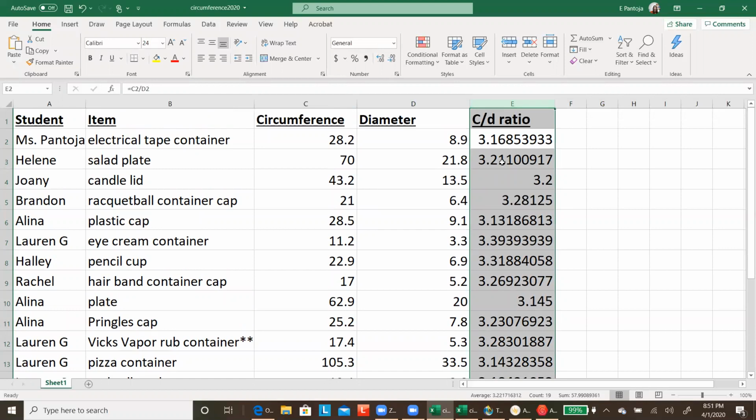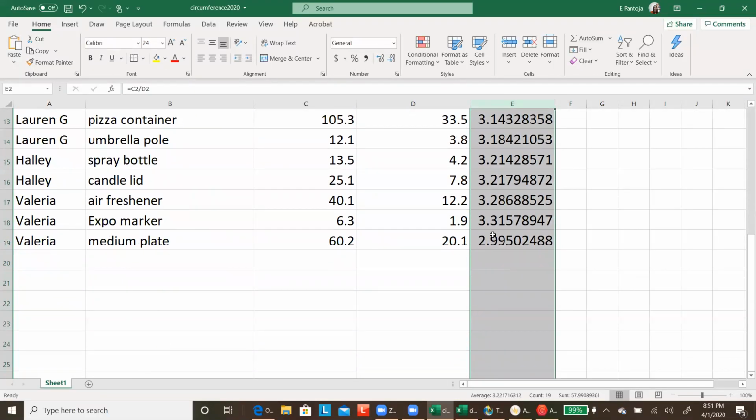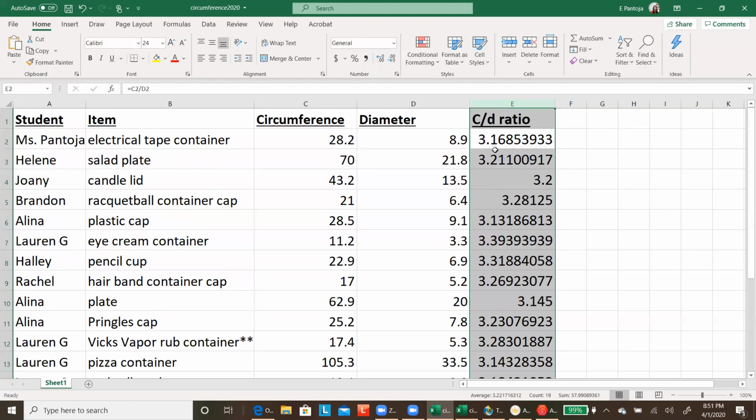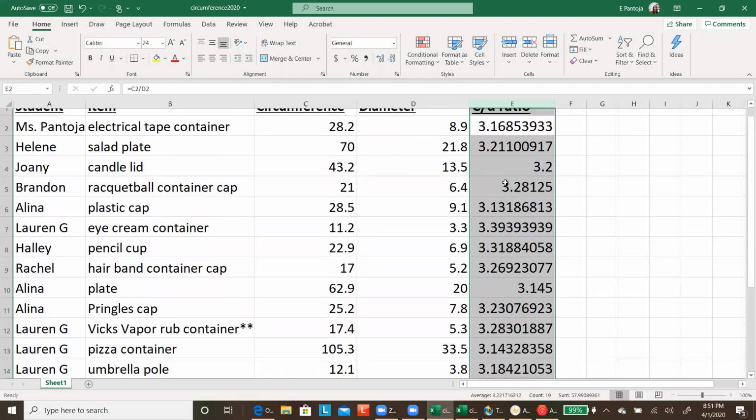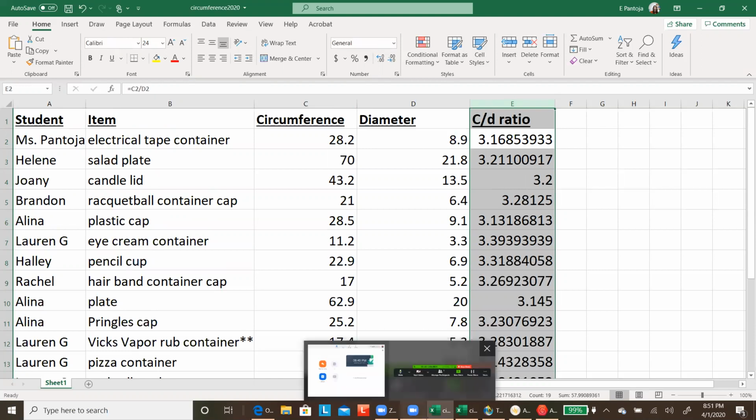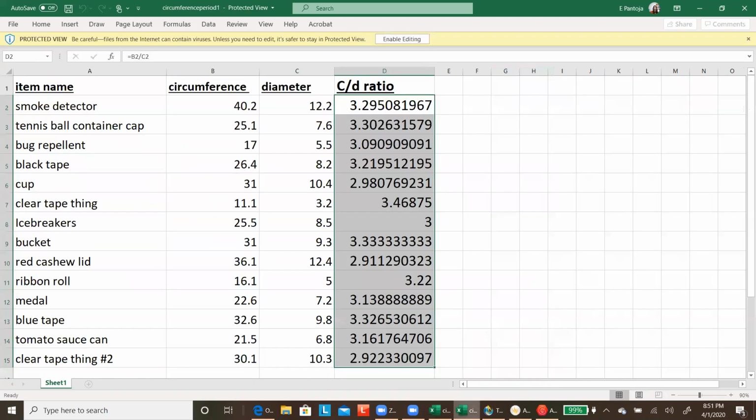It's always very close to 3. Some a little bit higher, like maybe 3.3, some a little bit lower, like 2.99. But notice these numbers are very similar to each other. Is that a coincidence? No, it's not a coincidence. It just so happens that I have some numbers here from a previous year. We had things around the classroom, a smoke detector, a red cashew lid, a ribbon roll. I asked the kids to bring me stuff from home. And again, some numbers are a little bit lower, some are a little bit higher, but they're all pretty close to 3 again.